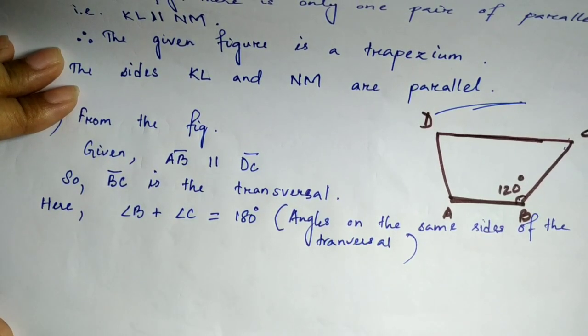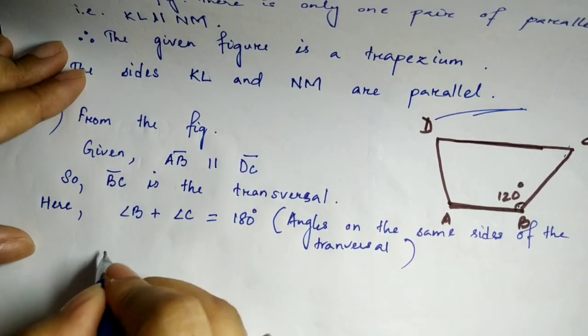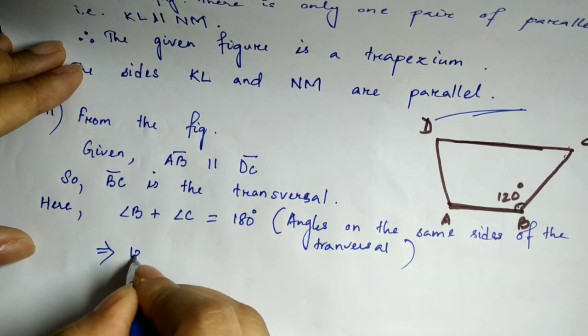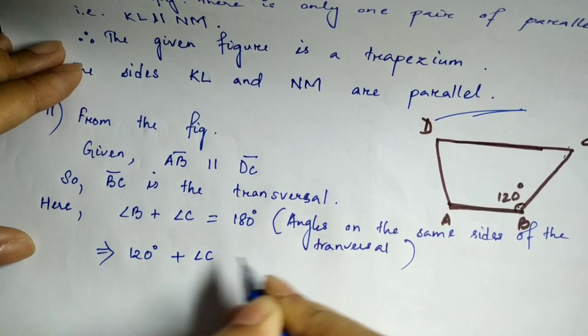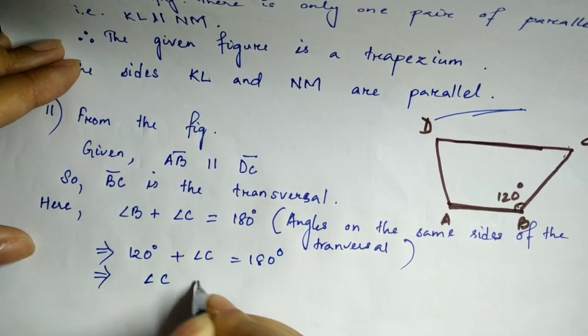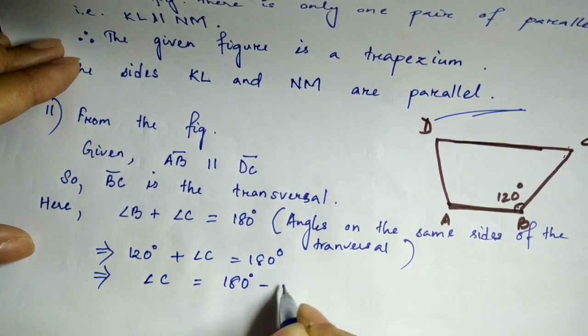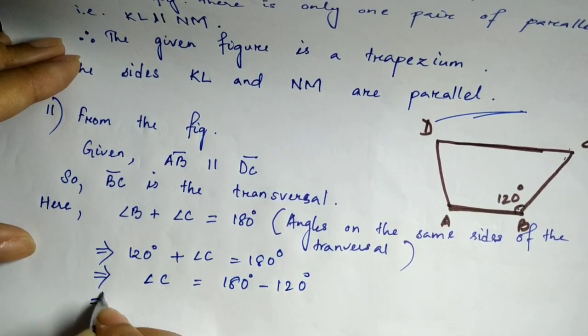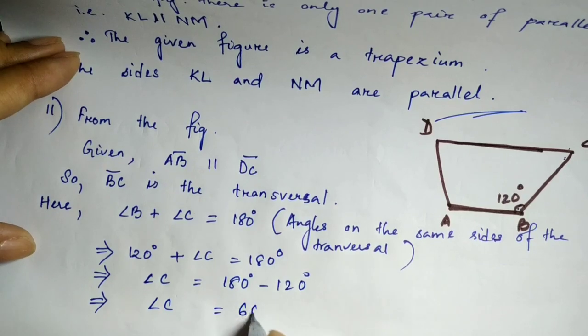The sum of the angles on the same side of the transversal gives you 180. You just have to mention this. Now B is given as 120 degrees, angle C we don't know, and the sum is 180. Now it looks like an equation. Let's solve it. Angle C is equal to 180 degrees minus 120 degrees. This implies angle C is equal to 60 degrees.